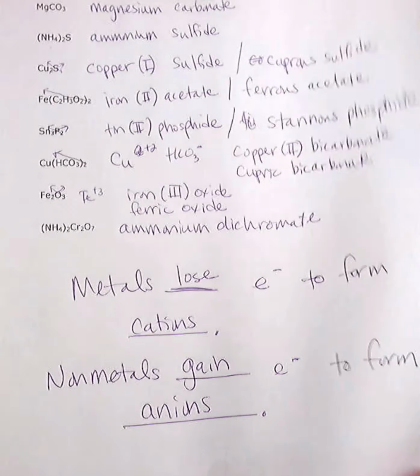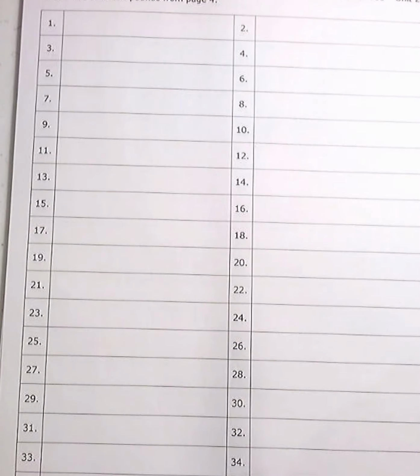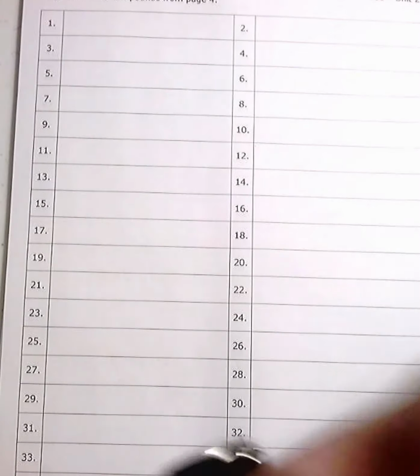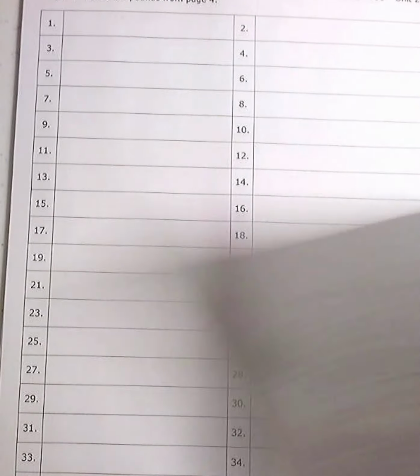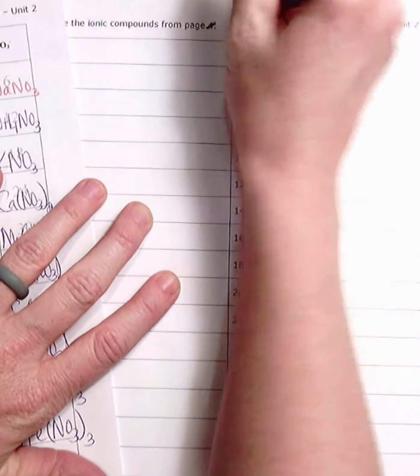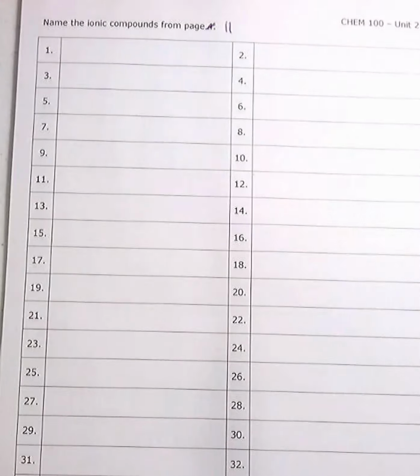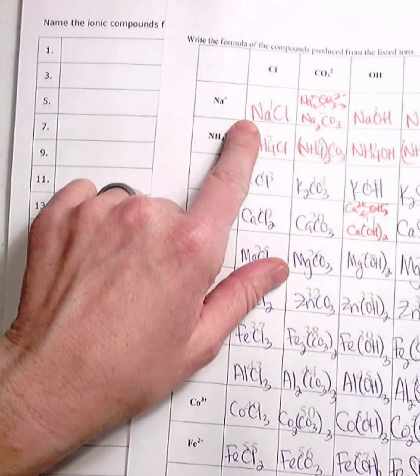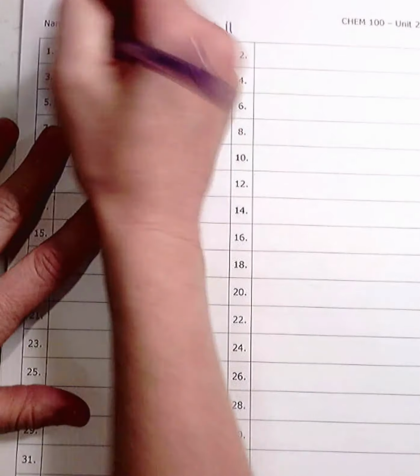All right. Now on the next page, I wanted you to name all of those formulas that we'd written previously. So remember, this is from page 11. It shouldn't say 4. Page 11. I wanted you to go through and name all of these. So number 1 is NaCl. How would you name that? That's sodium chloride.